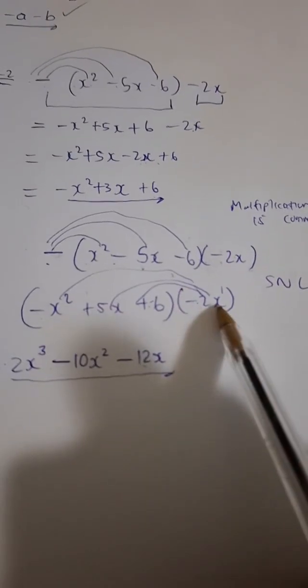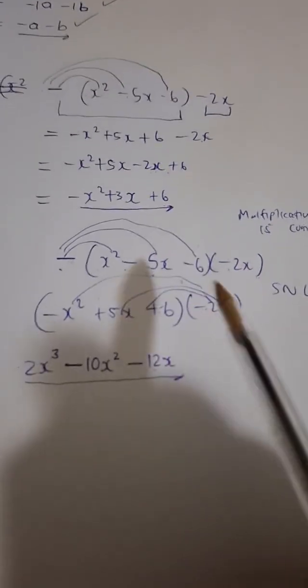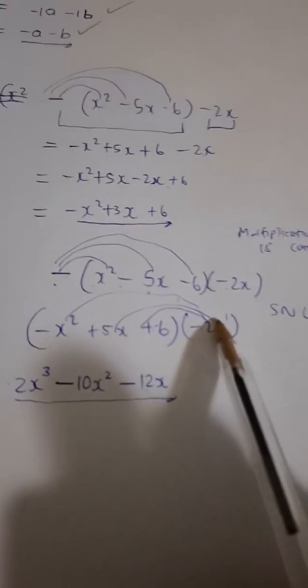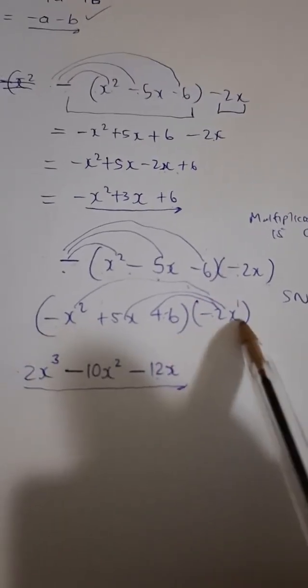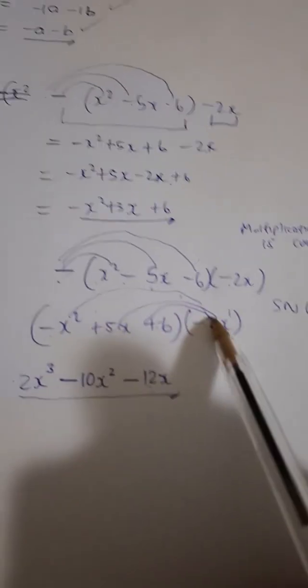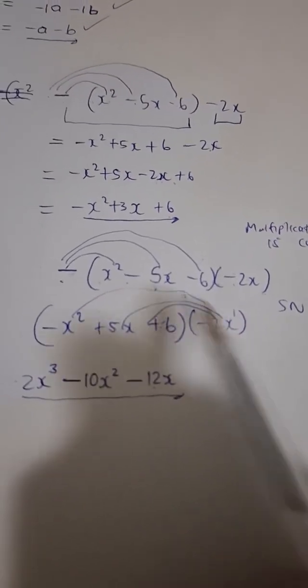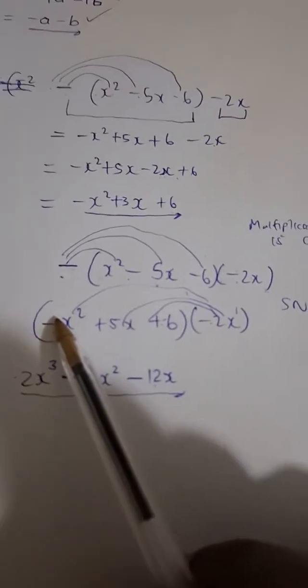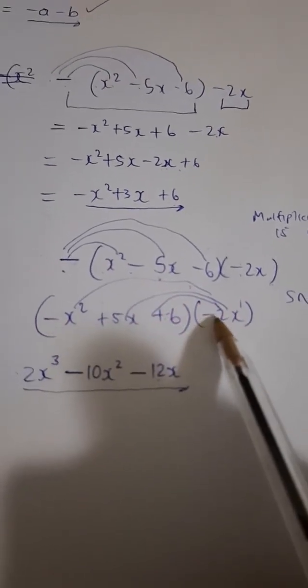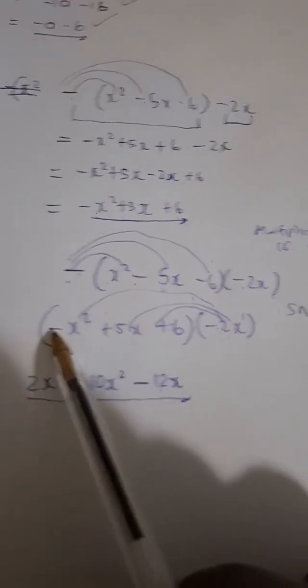Then you have negative 2x here. Now you still have the brackets, which mean what? Multiply. Monomial multiplied by a trinomial. So you need to distribute this negative 2x to all three terms again. So let's distribute. Negative 2x times negative x squared.